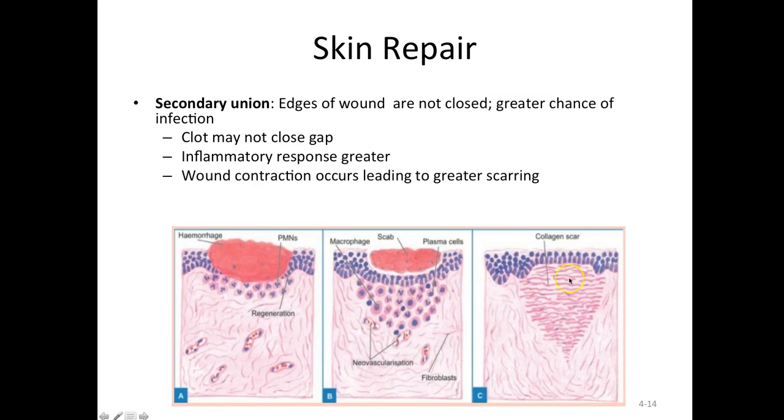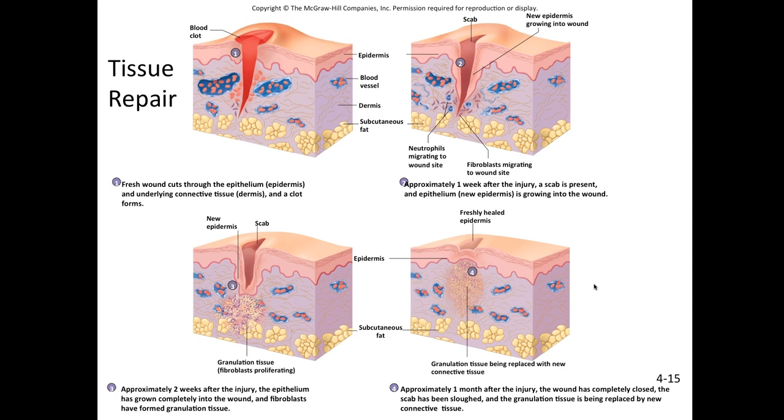So you can see a lot more collagen gathered here together underneath where the wound had taken place. And this is just a summary of tissue repair once again, just in case you preferred this illustration more than the previous ones.